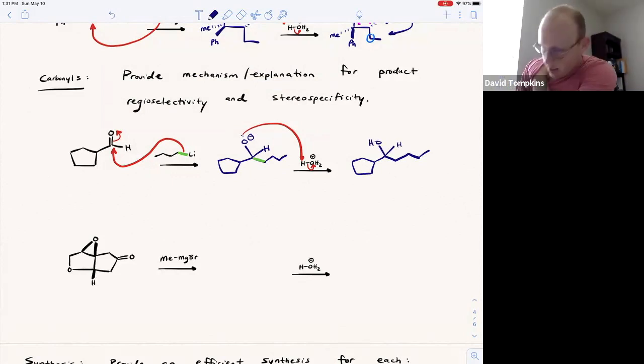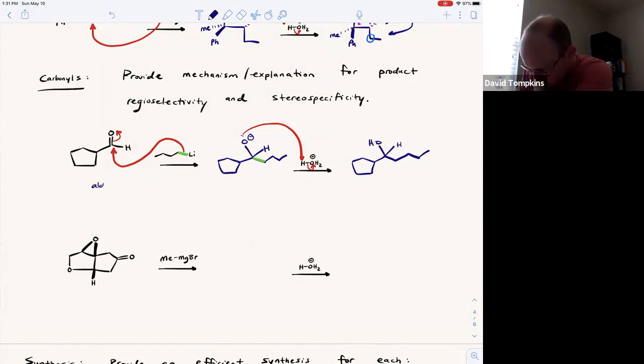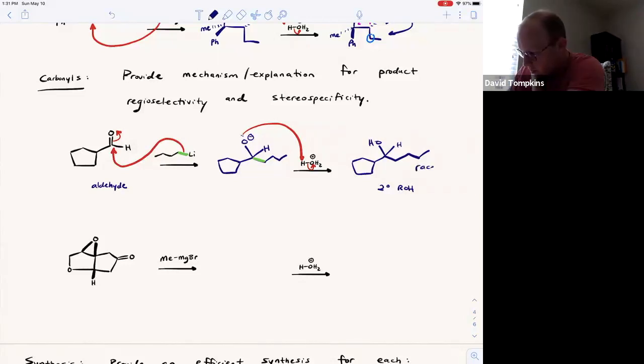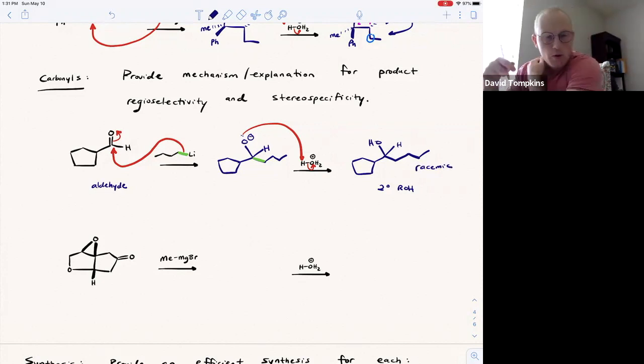So starting with this aldehyde here, the product is a secondary alcohol. And this would be a racemic mixture where you could attack from the top or the bottom of that planar carbonyl.